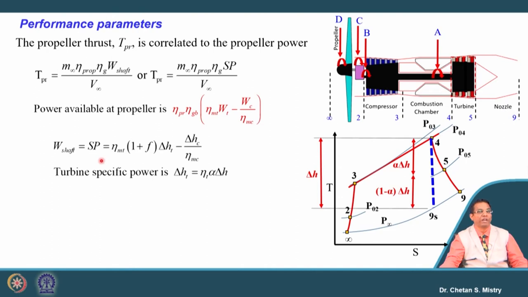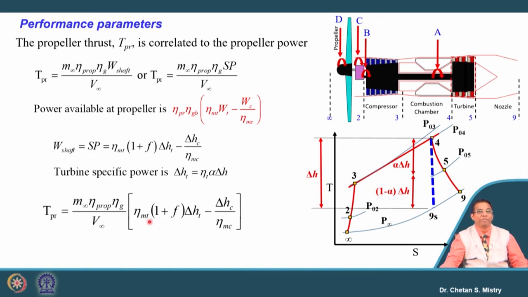This shaft power we can write in terms of this formulation. What we mean by shaft power here is the turbine power minus my compressor power consumption. This delta HT we are writing in terms of my turbine efficiency into alpha delta H. If we simplify this formula, then we will have the thrust generated by the propeller, which is a function of all these terms. Okay, so just remember that this calculation is different from what we have done up till now.